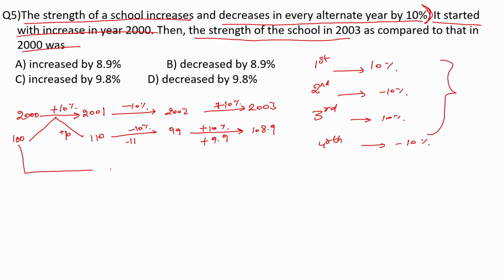So there is a change of 8.9 upon the initial value 100 into 100. 100 gets cancelled. So there is an increase of 8.9% in the strength of the school in the 3 years. So 8.9% increase. It is option A. I hope everyone is clear. Let's go to the next question.